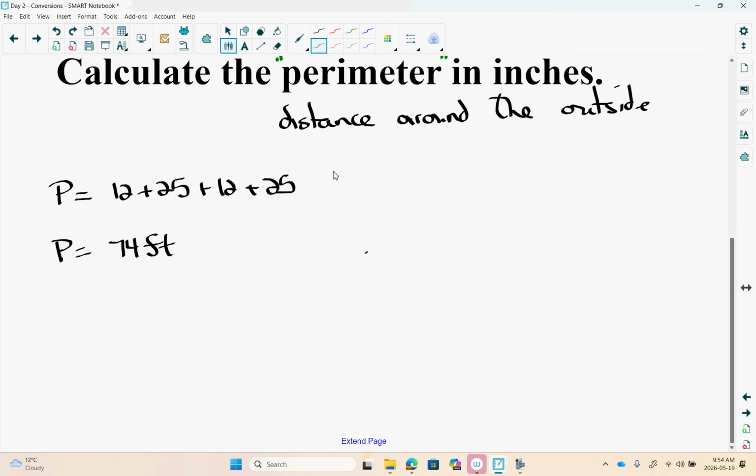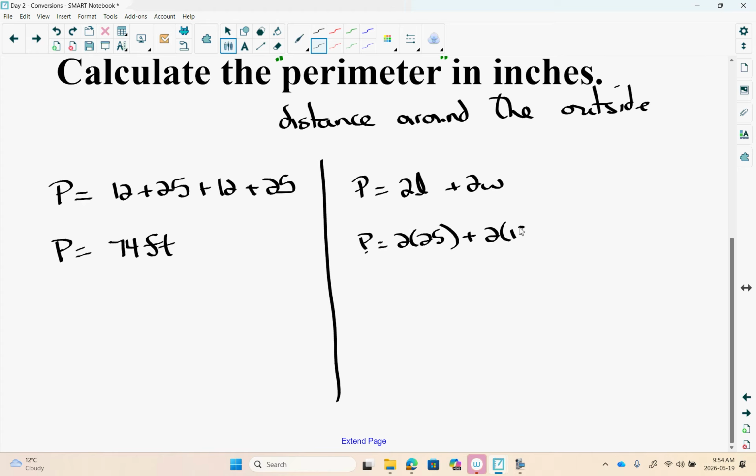Some people use this formula. The perimeter of a rectangle is 2 times the length plus 2 times the width, which is 2 times 25 plus 2 times 12, which is 50 plus 24, which is also 74 feet. Now they want to know the perimeter in inches.